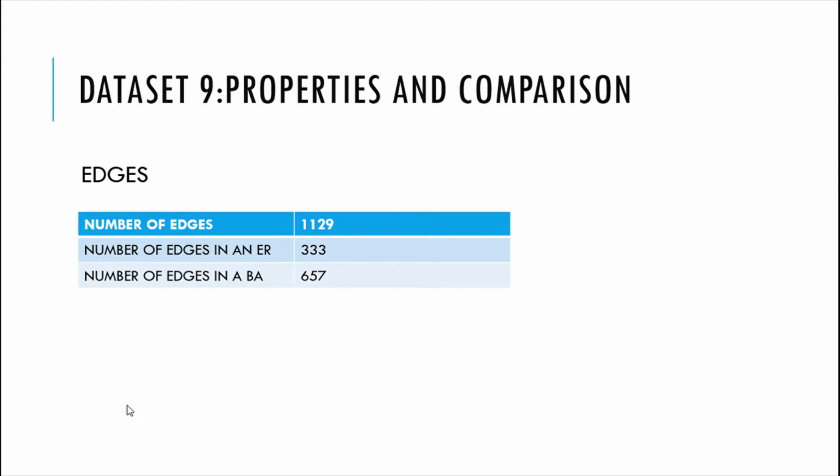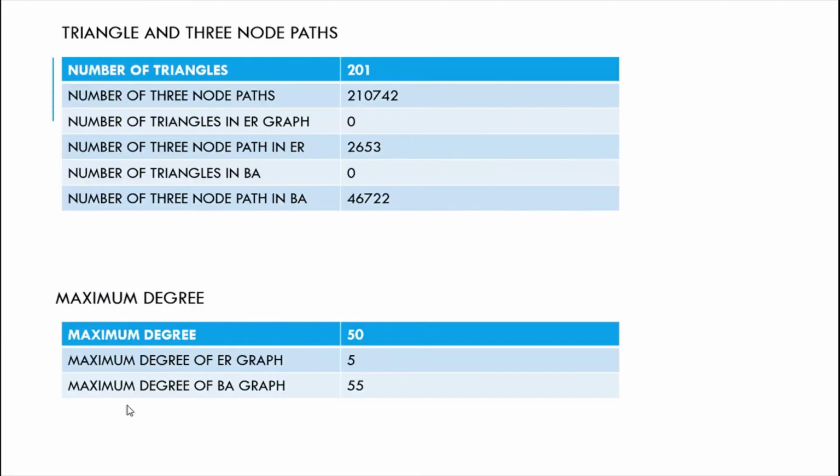So talking about dataset 9 first, the number of edges were 1129, the number of edges in ER were 333, while the number of edges in a BA graph were 657. Now triangles and three node paths. For calculating triangles, the adjacency matrix was found, then taking the third power of the adjacency matrix, calculating its trace and dividing it by 6.